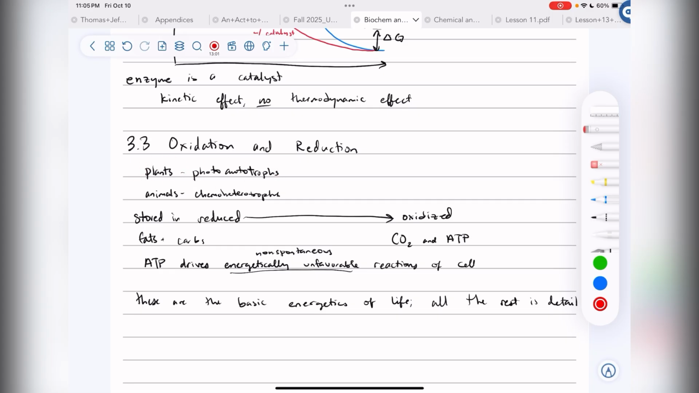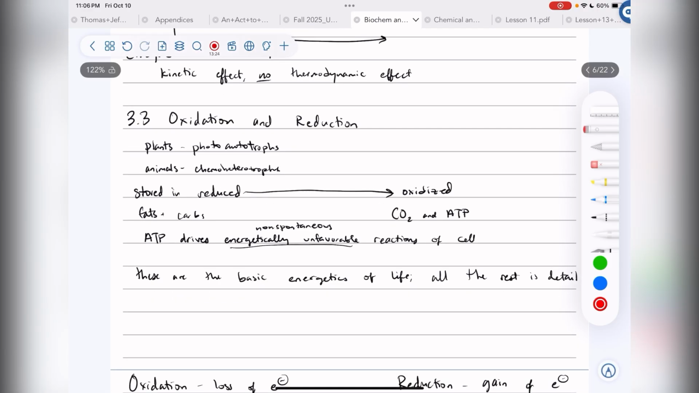And so that's through redox reactions of transferring electrons, and that's where the energy comes from, the sun. So plants are photoautotrophs, and then the animals eat them, so those are chemoheterotrophs. Then there are more oxidation reduction reactions going on when we eat the plants.